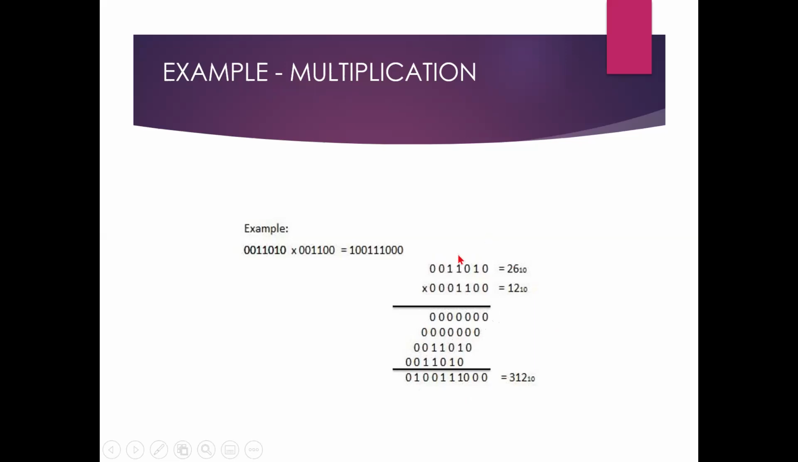I hope you are able to follow it. I repeat once again, this number is multiplied with this number. First with 0, same 7 zeros will come. Again with 0, 7 zeros will come. With 1, the same number will come. Again with 1, same number will come. Sum it up. This is how the multiplication of the binary numbers is carried out.